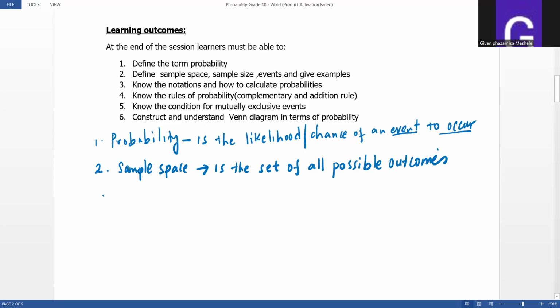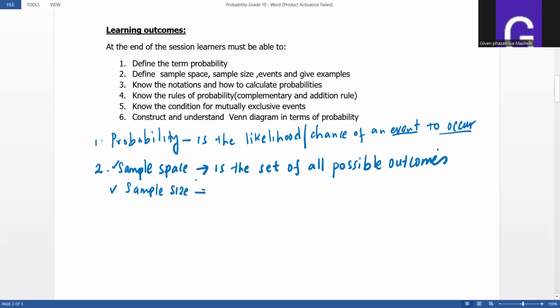A set of all possible outcomes is called the sample space. We can just say it's a set of all possible outcomes in an experiment. Yes, we can put it in that way, but it's just defined as the set of all possible outcomes. Then also, you need to familiarize yourself with what you call a sample size. We'll be talking about this.